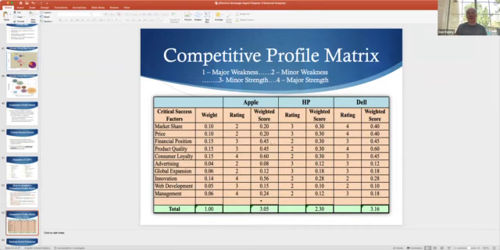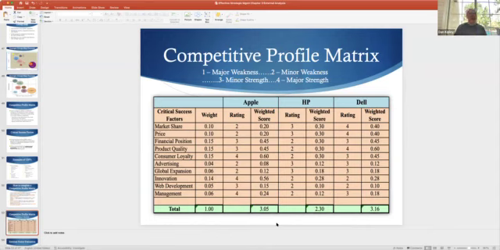And then we sum that total, and we can see from this that Apple's competitive position relative to HP and Dell is that they've got some work to do in order to have a better competitive position against Dell, and they're in a stronger position against HP on many of these critical factors here.